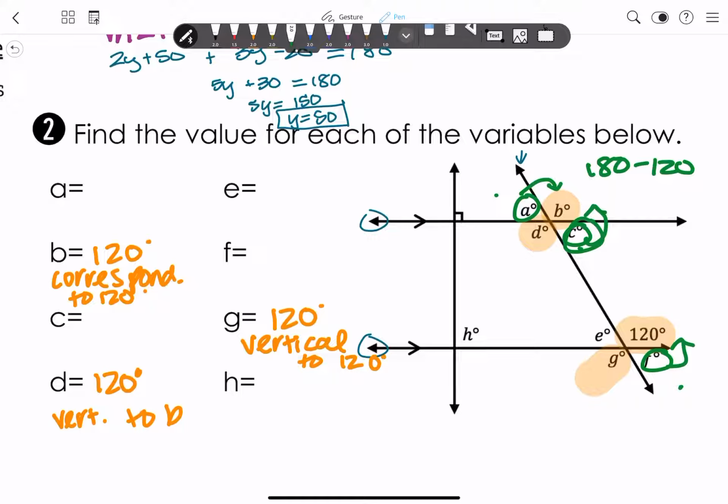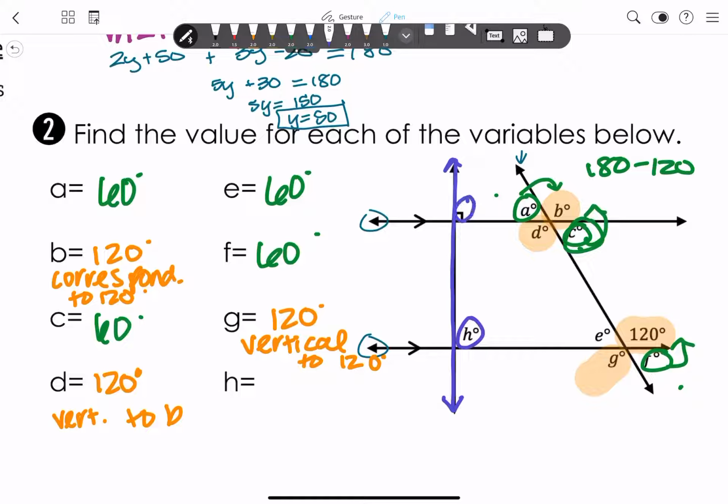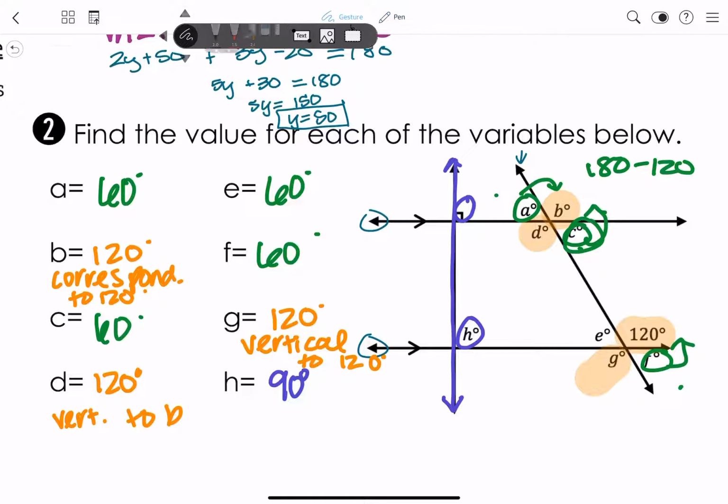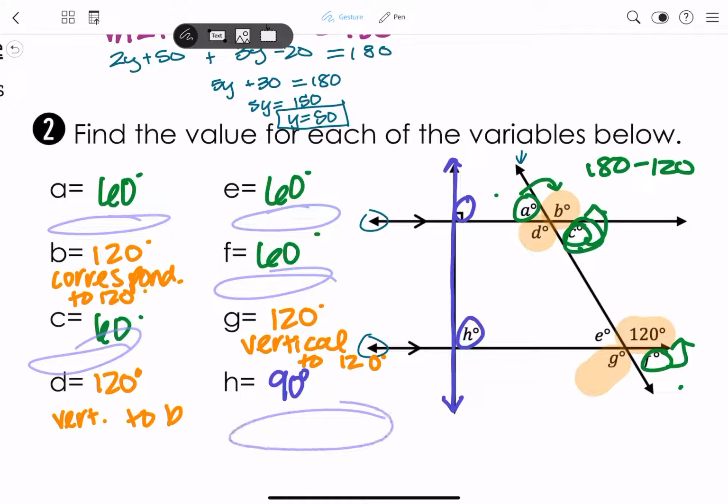What I am going to do is give you the measurements, and I want you to upload your reasonings for each of them. So we should get 60 here as well. And for 90, think about this second transversal here and what kind of relationship it has with this angle. Don't forget, I need you to go ahead and include your reasonings right here and upload a picture. Thanks for watching.